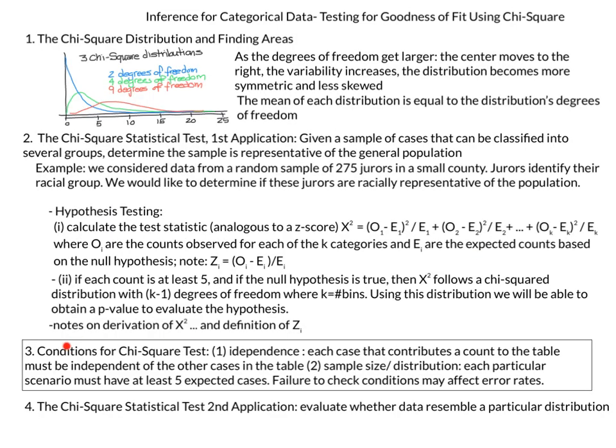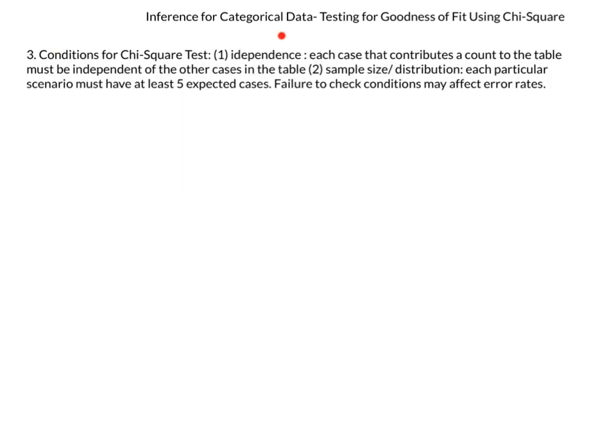Next, we'll look at the conditions that we need to meet in order to use the chi-square distribution. The first condition will be familiar, it's independence. Each case that contributes to a count in the table must be independent of the other cases in the table. And the second condition is the sample size.